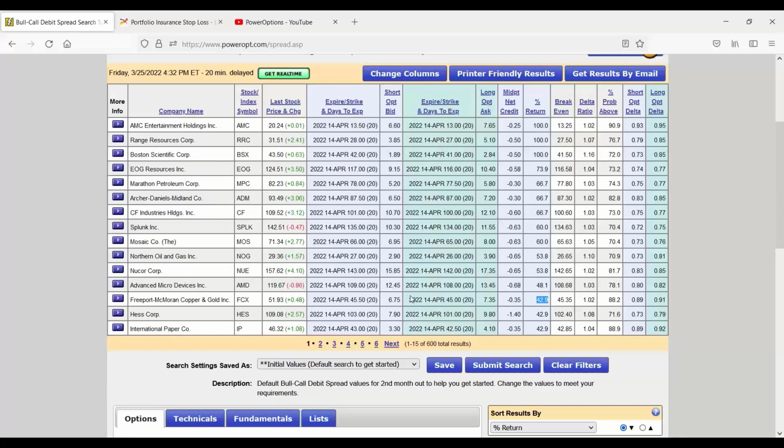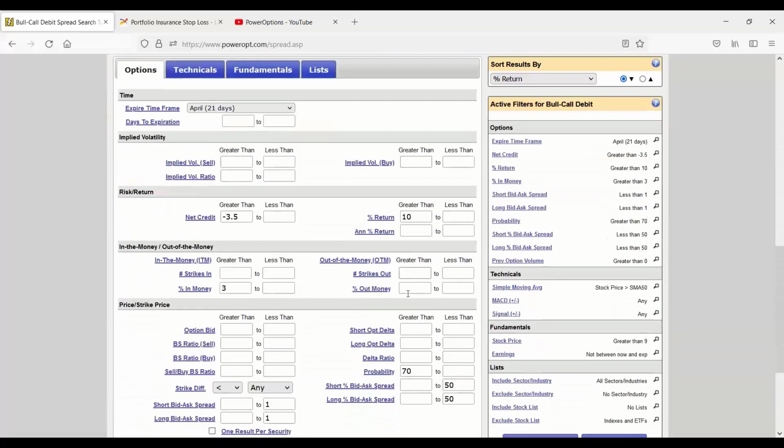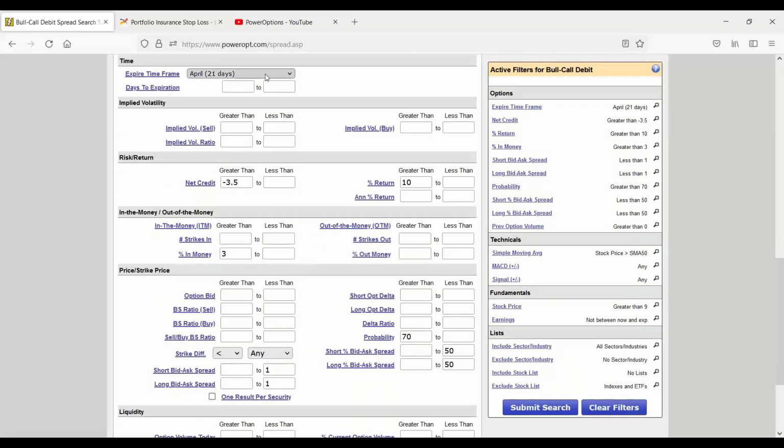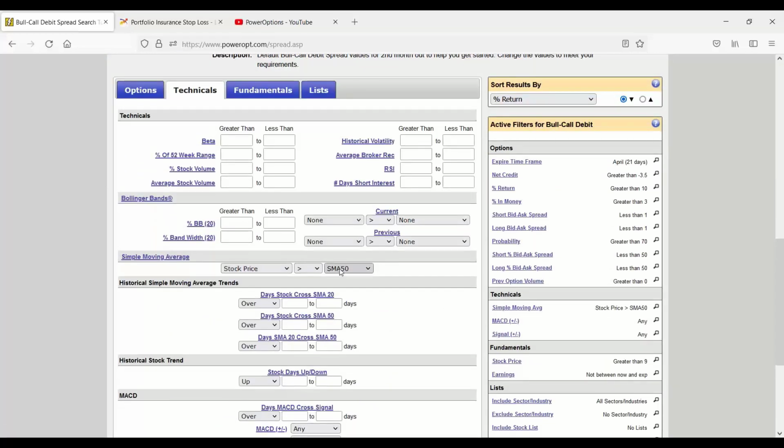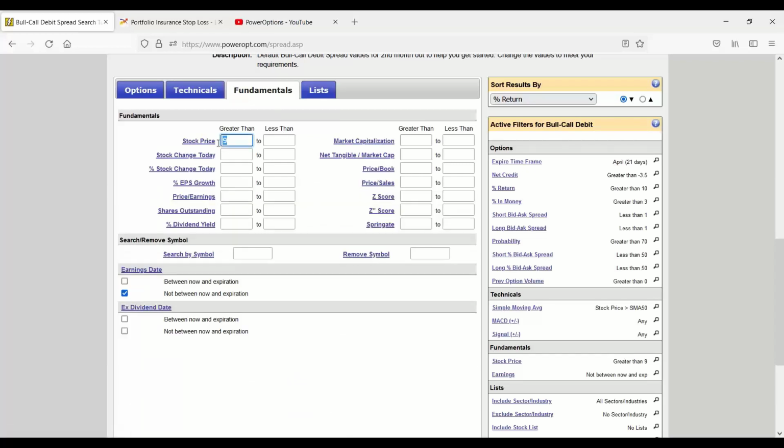What is this default search looking for? It is looking for bull call debit spreads that are out to April expiration. It's looking for a minimum 10% return and going at least 3% in the money. That'll also help dictate the 70% probability that the stock will remain above both strike prices. And in that case, we'd receive the full maximum profit if we held it all the way to expiration. Other criteria that we're using in the stock technicals, we're just looking for stocks trading above the 50-day moving average. And we're just looking at some basics for the stock price trading above $9.